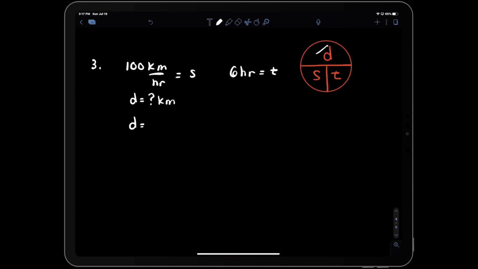See, we cover up the variable that we're trying to solve for, and I see speed times time. So that means I'm going to take my speed times the time. So for the distance traveled, I'd have 100 kilometers per hour times 6 hours. So the distance that we're going to travel is 600 kilometers.